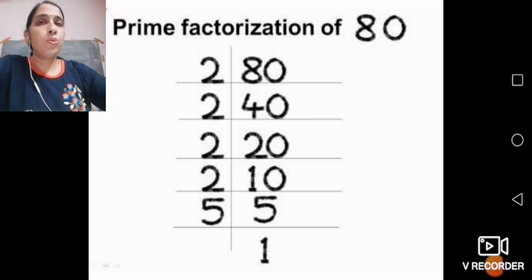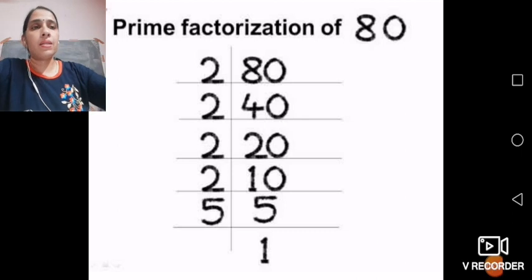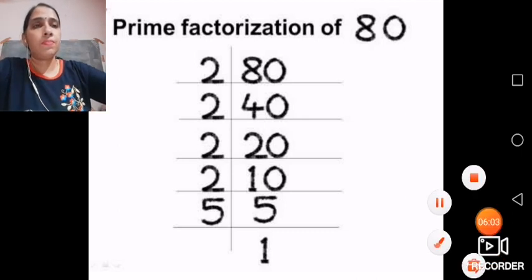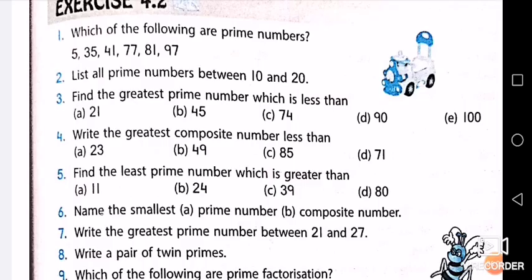Now we will do questions related to prime factorization from the exercise. So let us start the exercise. Up to question number 5 we have completed in our previous class. We will start with question number 6. Name the smallest prime number. Yes, the smallest prime number is 2.